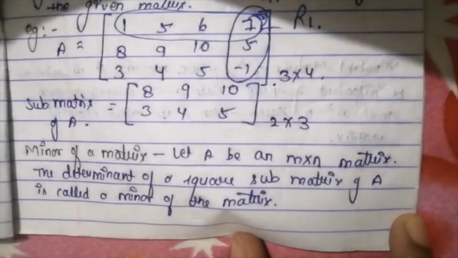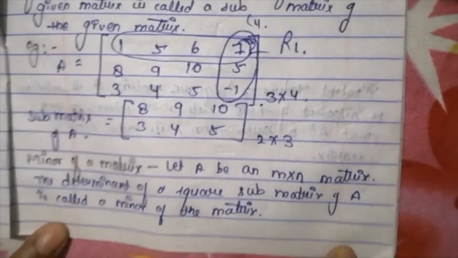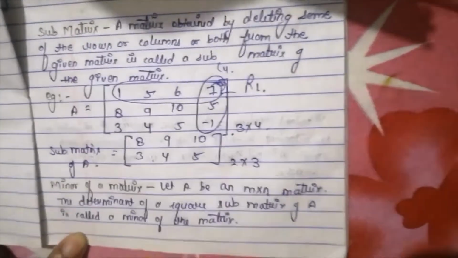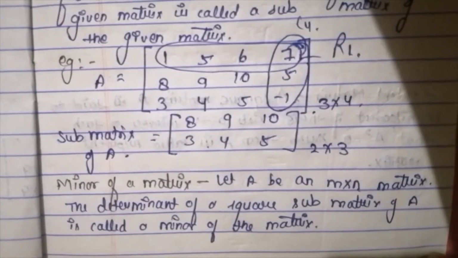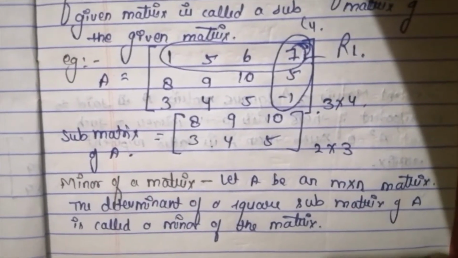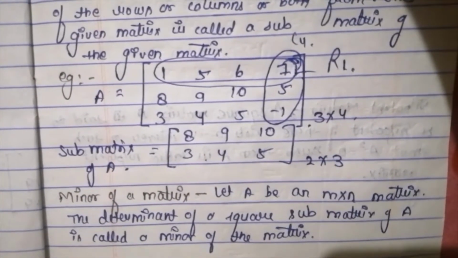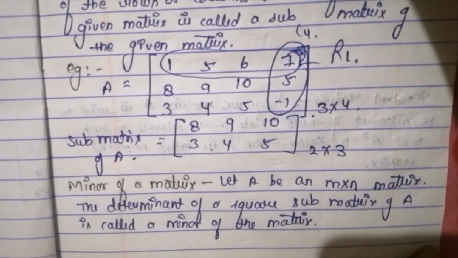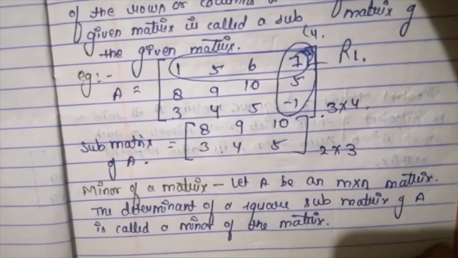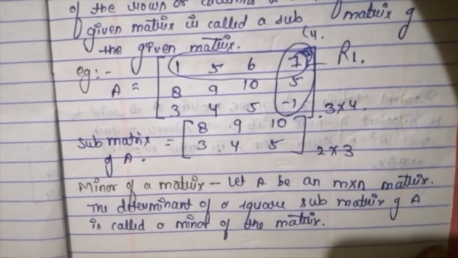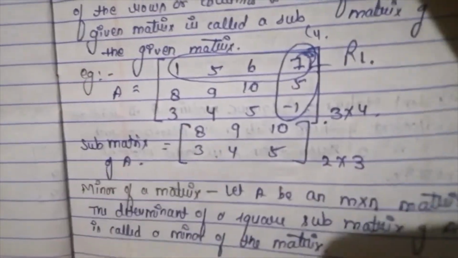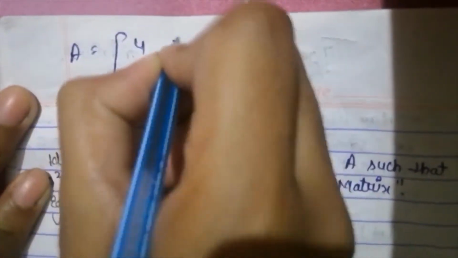Now, the next is the minor of a matrix. So what is the minor of a matrix? If we have a given matrix A and we calculate its submatrix, then the determinant of a submatrix is known as a minor of the matrix. For example, if we have a matrix A, 4, 6, 5, 7.